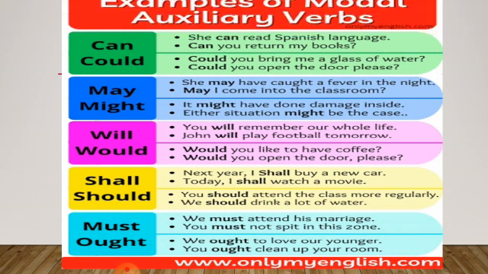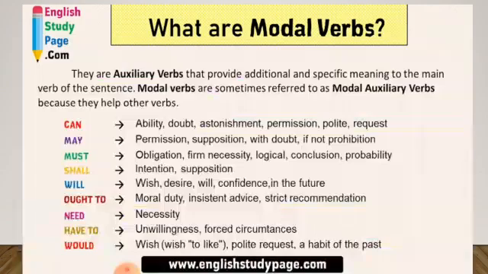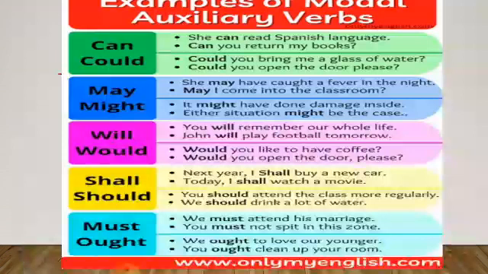Now there are some examples. She can read Spanish language. That is ability. Can you return my book? That is politeness. Request, you can say, could you bring me a glass of water? So that is a request as well. Could you open the door please? That is a request as well. Could you use in this sense?